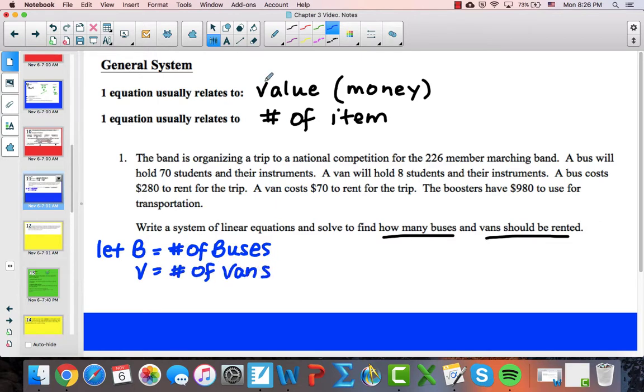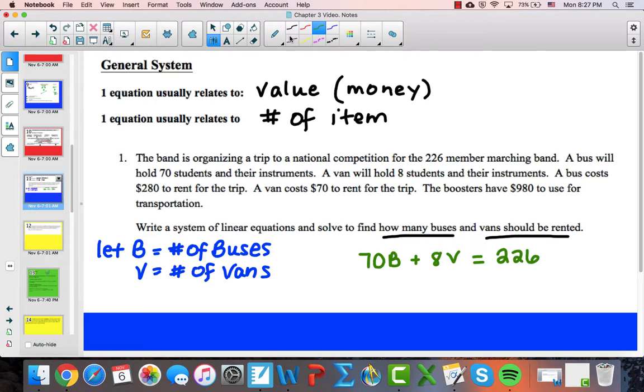Okay, so now we said one of them relates to the total number. That total number we have is 226 members, but 70 can go in buses and 8 can go in vans. So I would say 70 students times the number of buses plus 8 students times the number of vans has to be equal to 226 total members. I've got to make sure everyone's got a seat.